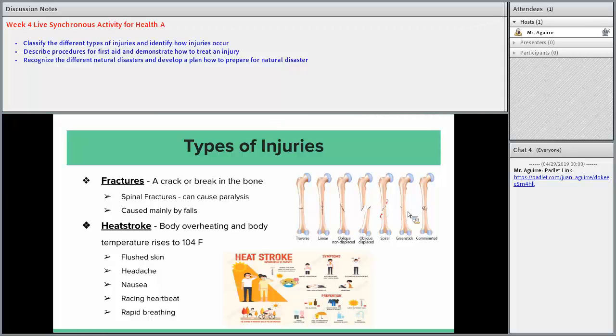Then you have open and closed fractures. In a closed fracture, the skin is not broken. Then you also have an open fracture, where the broken bone goes through the skin. You do not want an open fracture. That's very dangerous. You have to call 911 right away when that happens, any time.